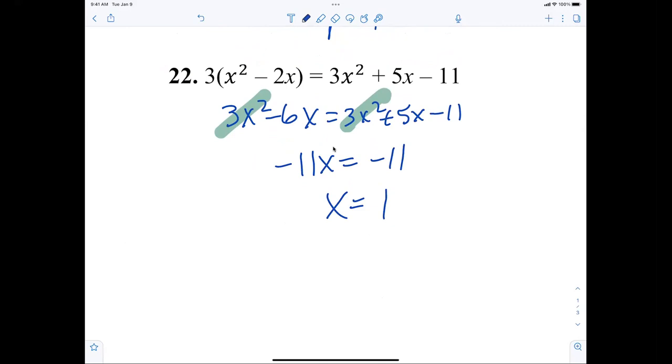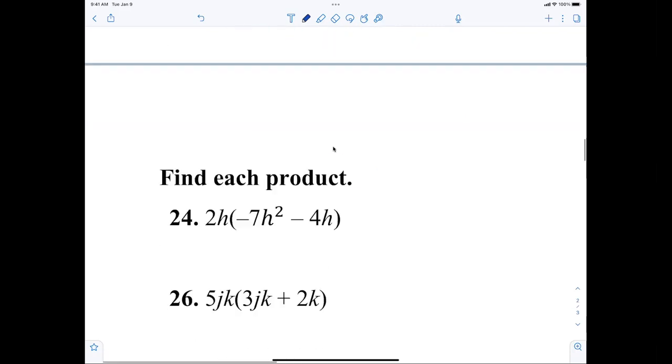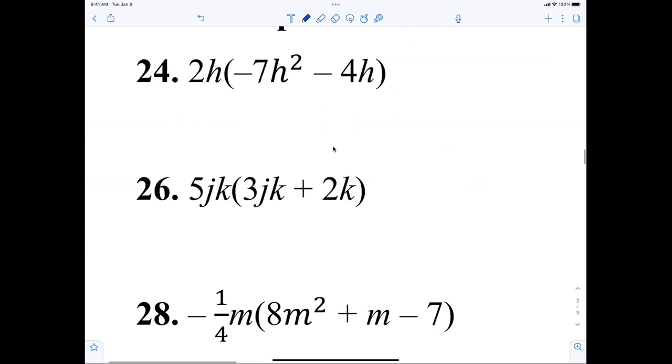Remember now, I don't want you just copying my answers. All right, do it. All right, do the problems. You're learning the rules. All these problems are helping with the rules. All right, 24. Let's go.